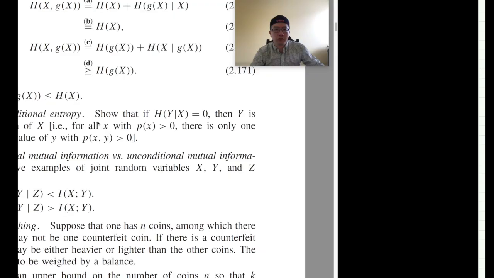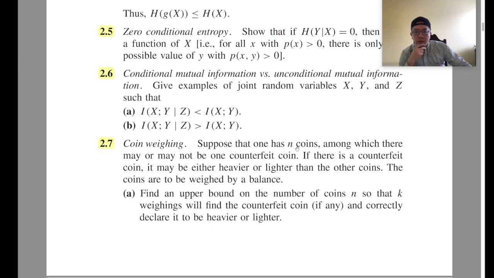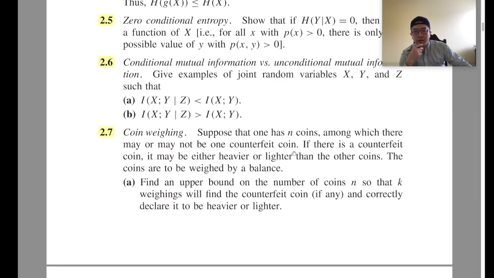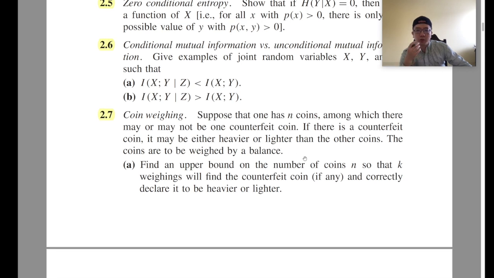Next, let's take a look at problem 2.7. So this is pretty complex. Coin weighing. In this case, we have n coins, and among them we may or may not have one counterfeit coin, right? And if there is a counterfeit coin, then it may be either heavier or lighter than the other regular coins, right? And we weigh all the coins by a balance, right?